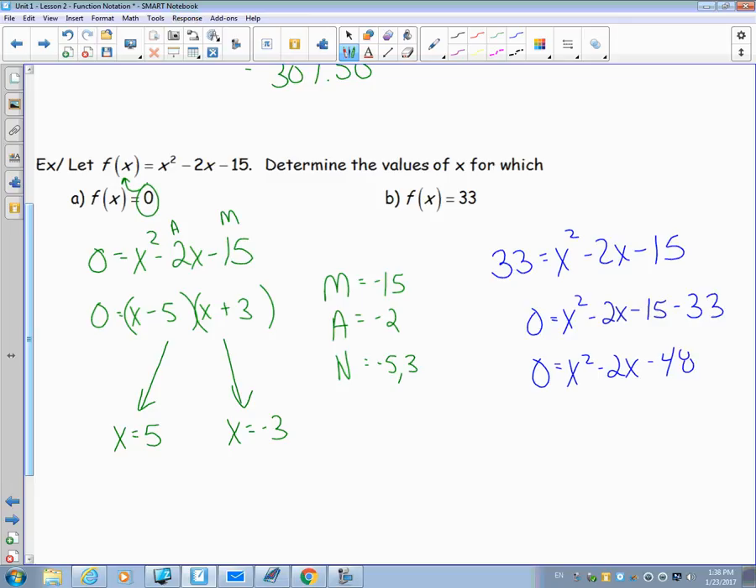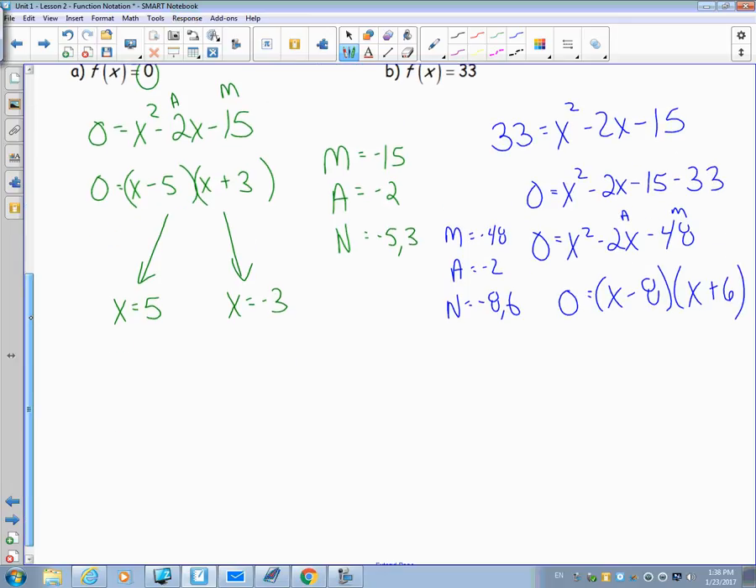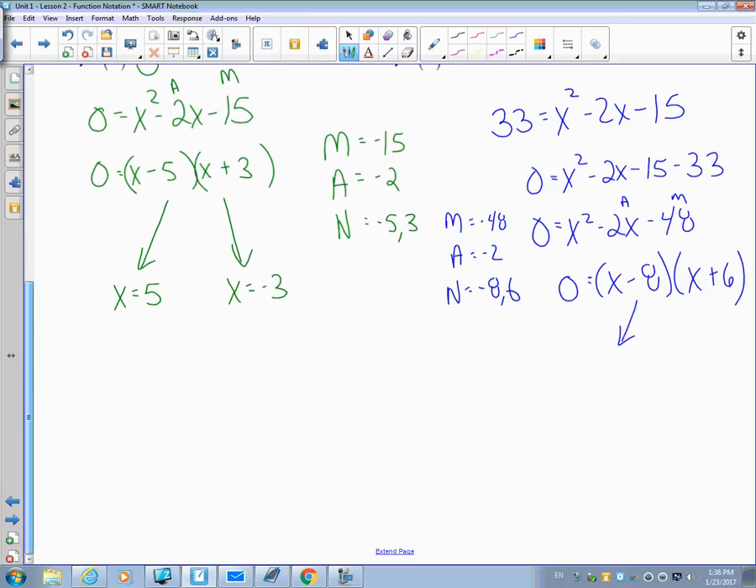What numbers work this time for man? Well, I need to multiply to -48. I need to add to -2. And the only numbers that do that are -8 and 6. So -8 and +6. Those are your factors. Remember, we want to solve this. We want to find the values of x. So x either equals 8 or x equals -6.